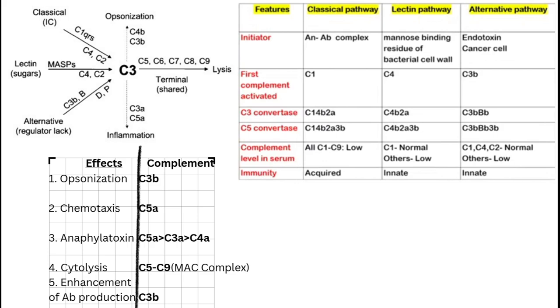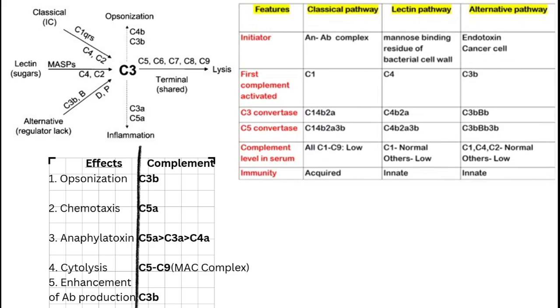In case of the initiator, for the classical pathway, the antigen-antibody binding protein will come. In the lectin pathway, the mannose sugar will come. And in the alternative pathway, the endotoxin or the cancer cell will come. In the classical pathway, the first complement will be C1. In lectin, it will be C4. In alternative, it will be C3, or you can say C3b. You see the C3 convertase here, and the C5 convertase here.